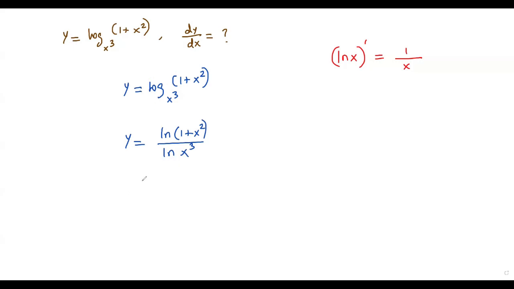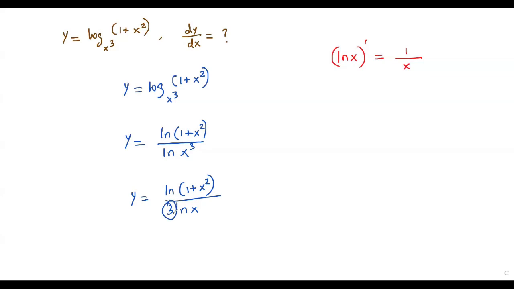Also, if it is possible, I can use the properties of logarithm before finding the derivative. Here I can use the power rule of logarithm. Whenever the argument of a logarithm is exponential, the exponent can be moved in front of the logarithm. So let's do that. I get ln of 1 plus x squared over, when I move this exponent 3 in front of the logarithm, 3 times ln x.